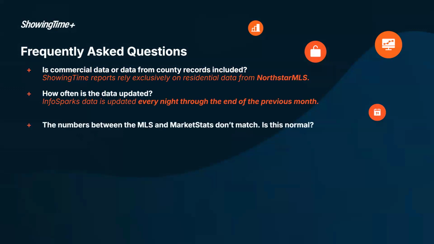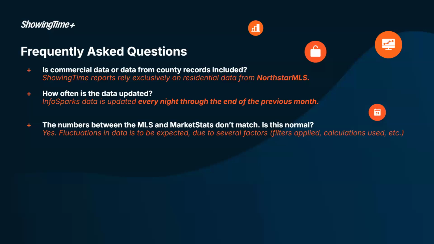And with that said, this is a question we get all the time, and it's a great question. We'll get questions regarding the numbers in the MLS system and in InfoSparks not matching. And we're asked, is this normal? What's going on? So the answer is yes. If you go into Matrix, let's say, and you run a search for new listings in Blaine, and you go into InfoSparks and do the exact same search, and the numbers don't match up exactly, do not fret, that is to be expected.